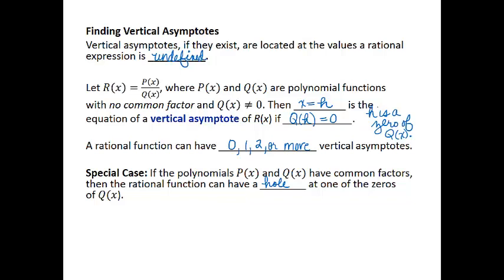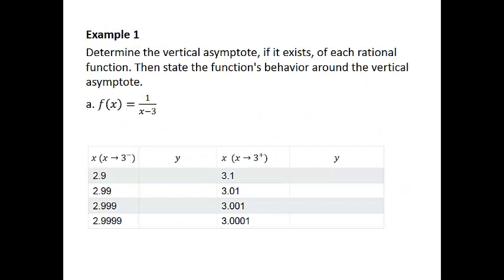So in this example, we want to determine the vertical asymptote, if it exists, of each rational function, and then state the function's behavior around that vertical asymptote. Our first function is f of x equals 1 divided by x minus 3. So to find the vertical asymptote, and remember we're looking for an equation, we want to set that denominator equal to 0. So we set x minus 3 equal to 0 and solve to get x equals 3. So the equation of our vertical asymptote is x equals 3.